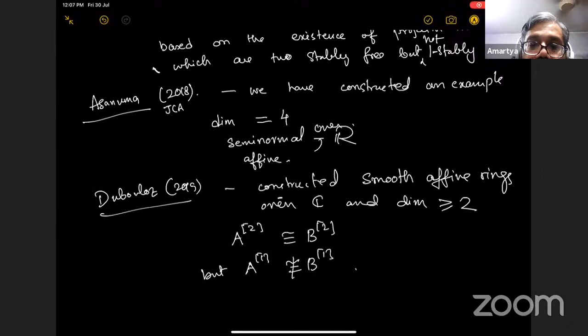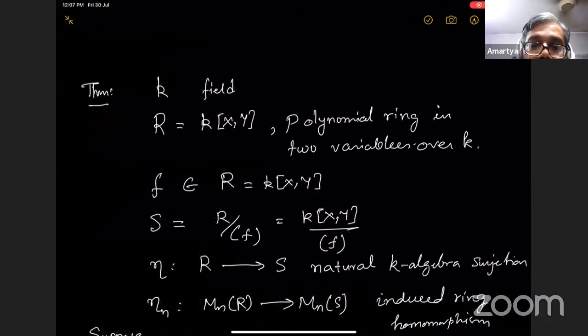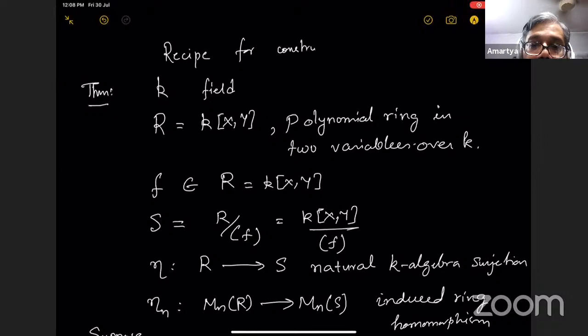So in some sense, our example is a bit redundant, but it is good to see many examples of cancellation problems. With this spirit, let me present that example. So this is the theorem. In fact, what we have done is give a recipe. You can think of this theorem as a recipe for constructing counterexamples to two stably isomorphic but not one stably isomorphic.